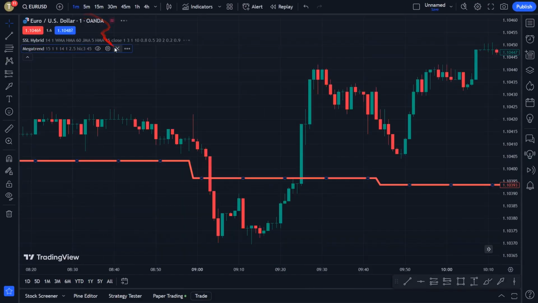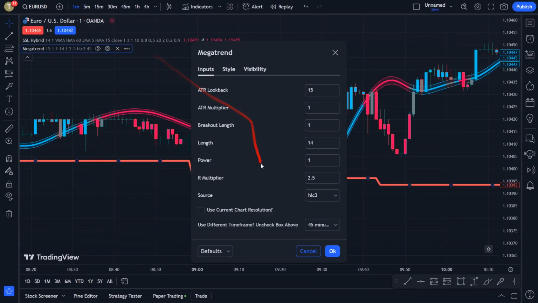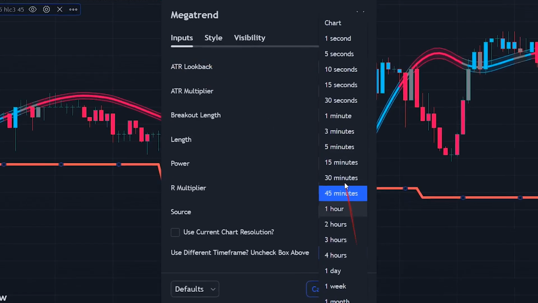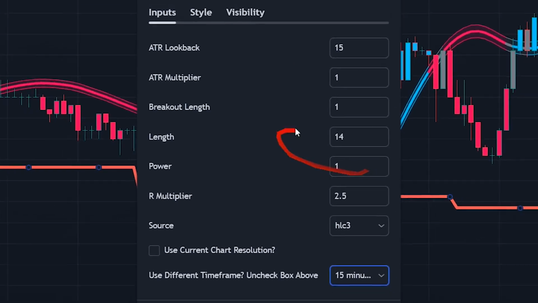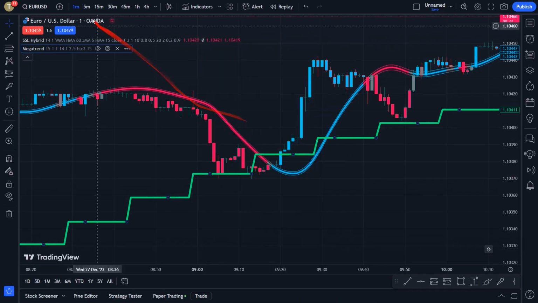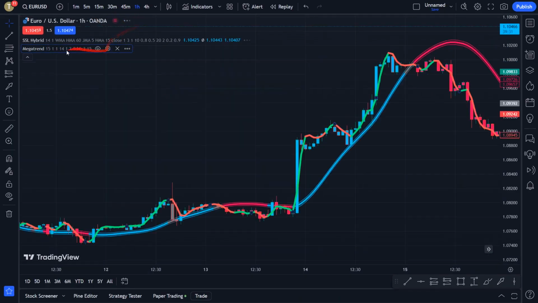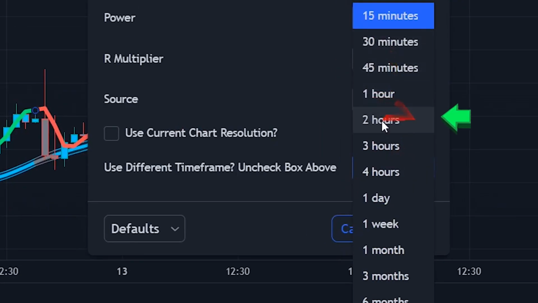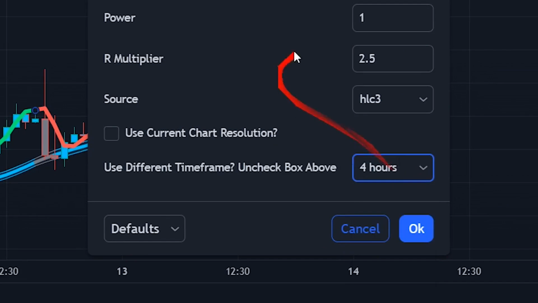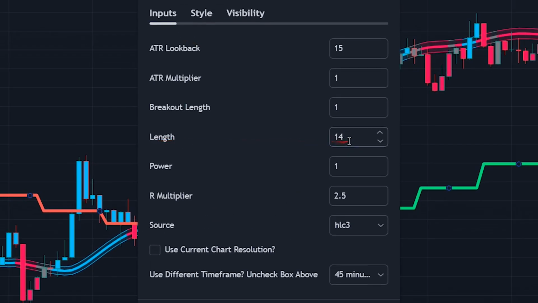For example, if you trade on a 1-minute time frame, change this setting to 15 minutes. And if you trade on a 1-hour time frame, change it to 4 hours. Then change the length to 8.